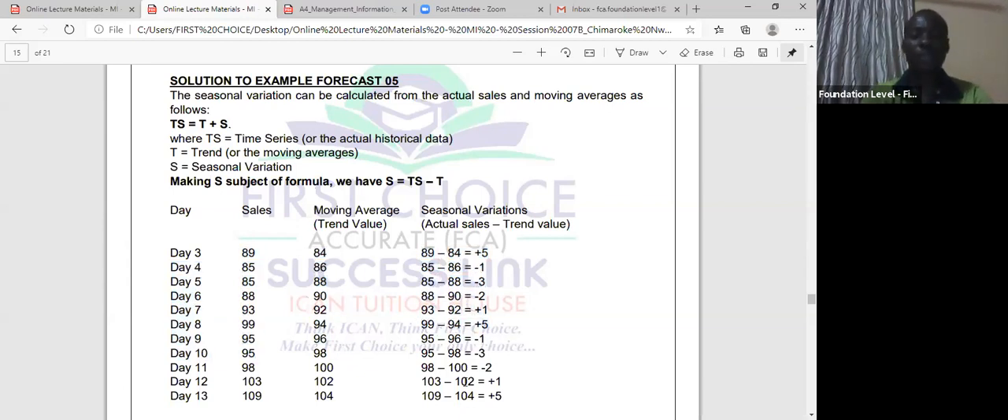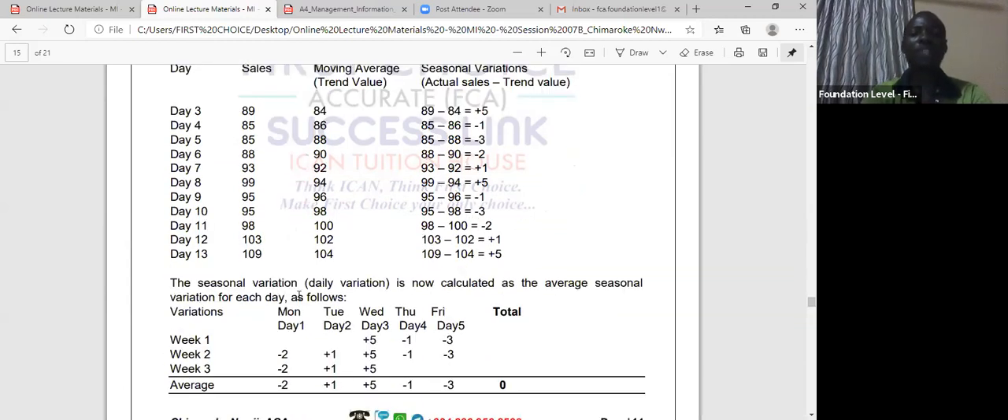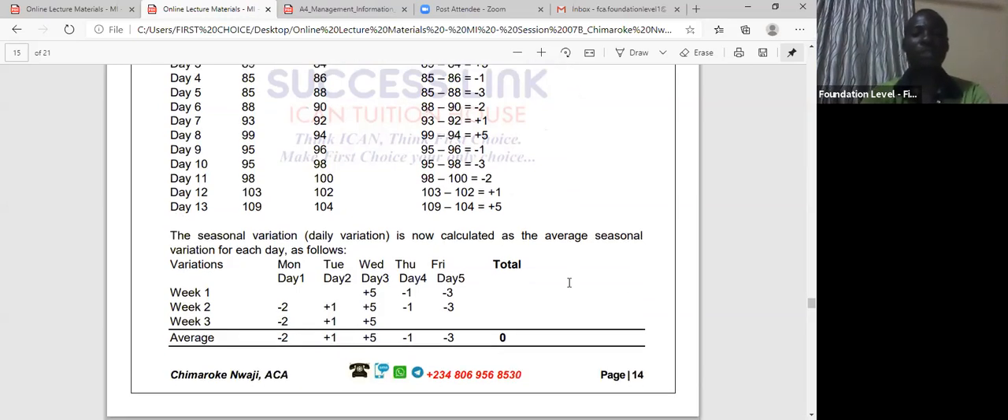Now that you've done this, that is the first step. The next thing to do is to group them. The seasonal variations, that's the daily variations, is now calculated as an average of the seasonal variations for each day. So look at what we will now do.